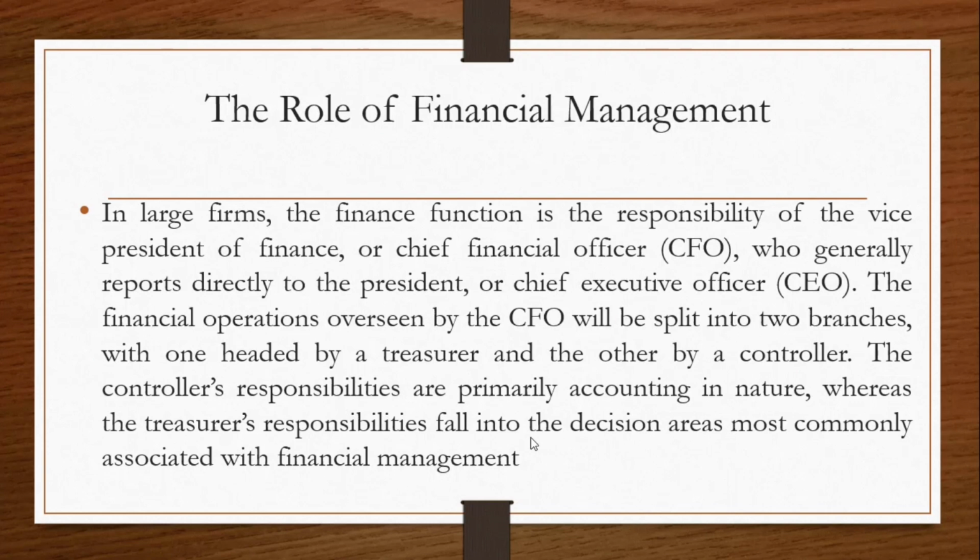So we have two sections here: one is the treasurer and one is the controller. The controller's responsibility is the primary accounting, and the treasurer's responsibility is to make decisions about where to get the money, how much to get, and where to invest that money. So this is the basic thing.